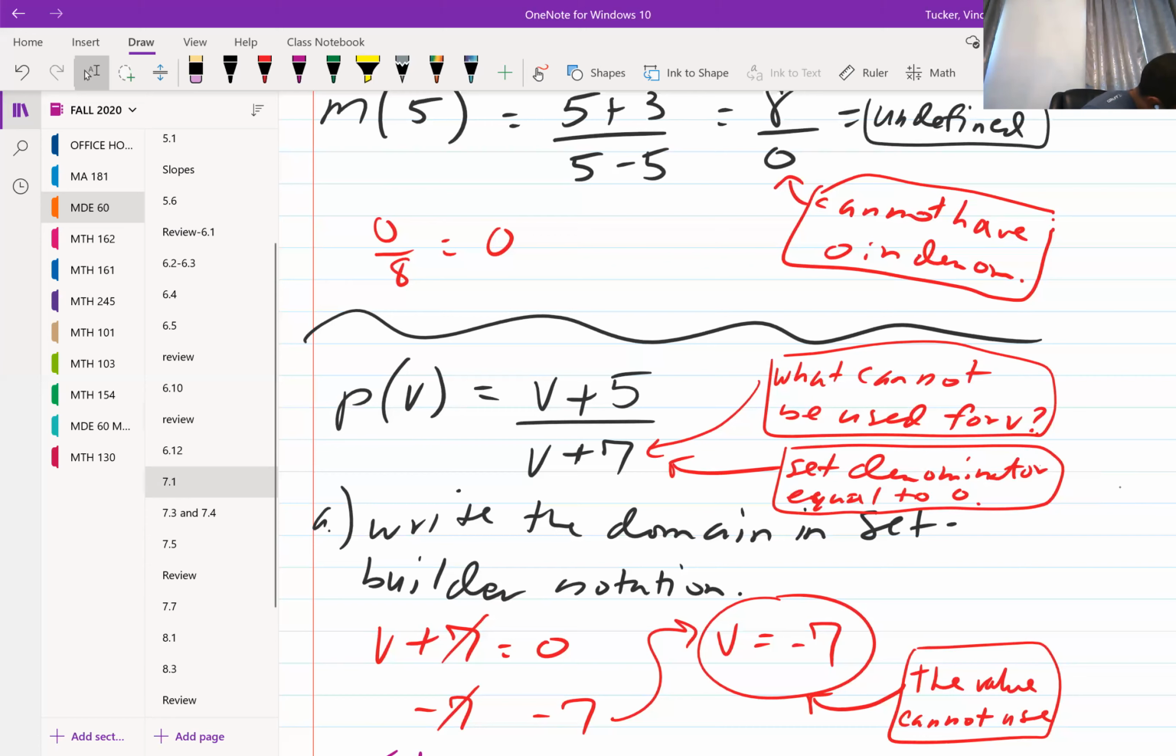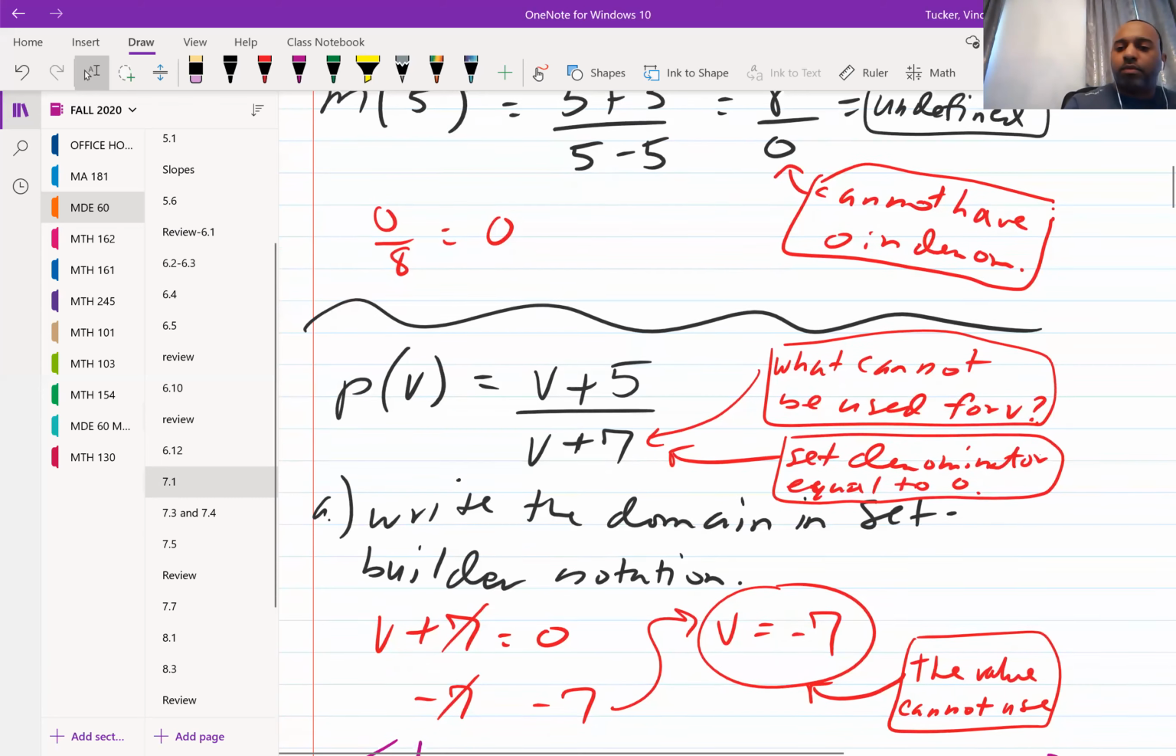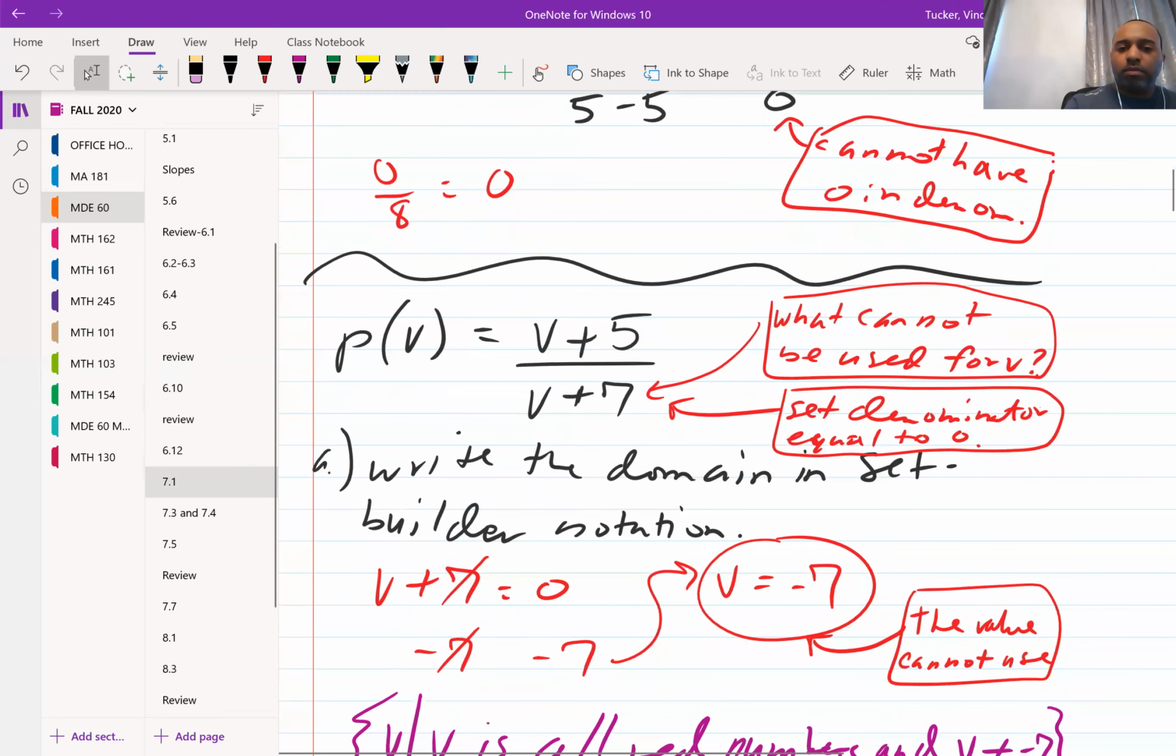Can you say that one more time? The value that we cannot use is negative 7, because when you plug it in, you'll get 0 in your denominator. Oh, okay, right here. All right. Negative 7. Okay.